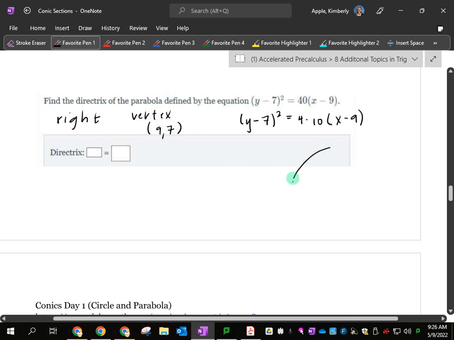So I'm just going to draw a right opening parabola. It's going to be ugly. I do not care. So this will be 9, 7. What is P? 10. So if I'm looking at the directrix, that's this guy, and it's going to be an x equals because it's a vertical line. So if it's 10 units away from 9, where is it located? -1.